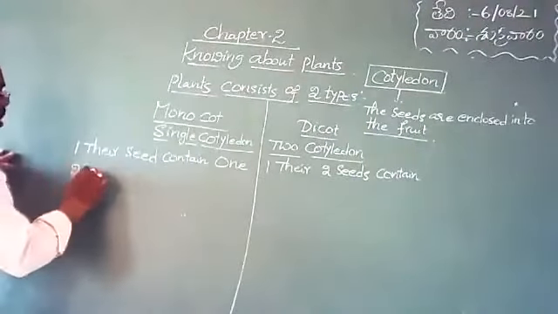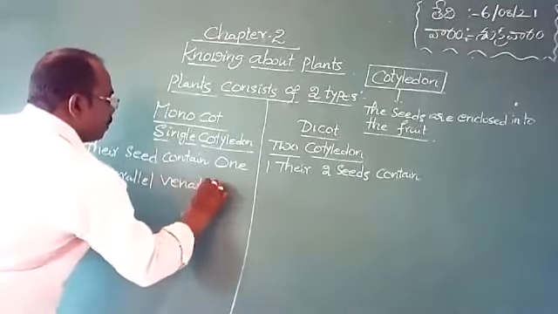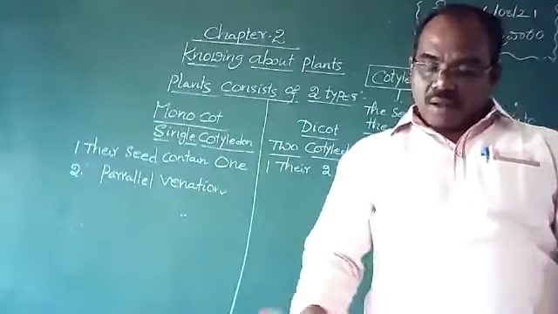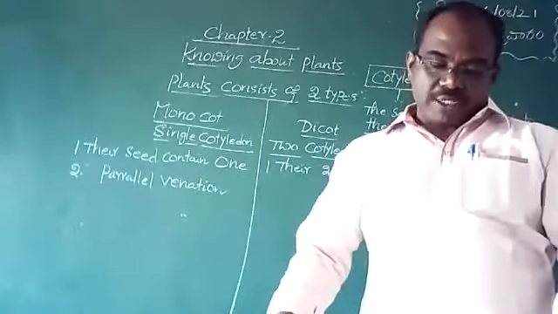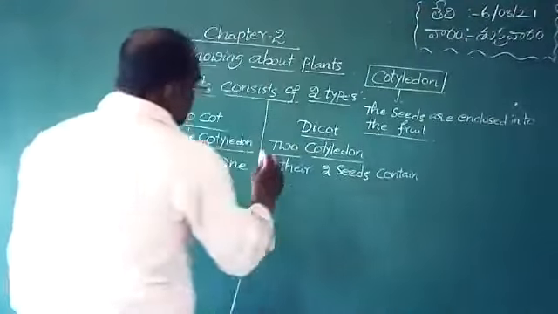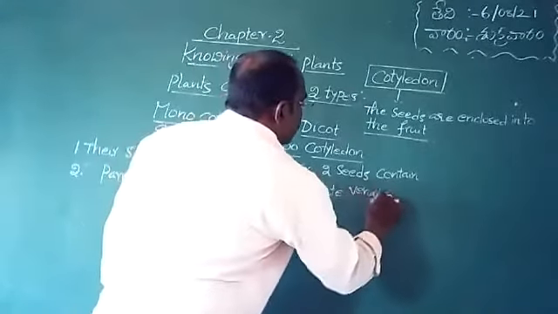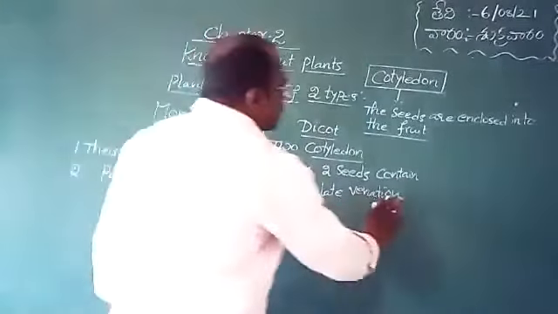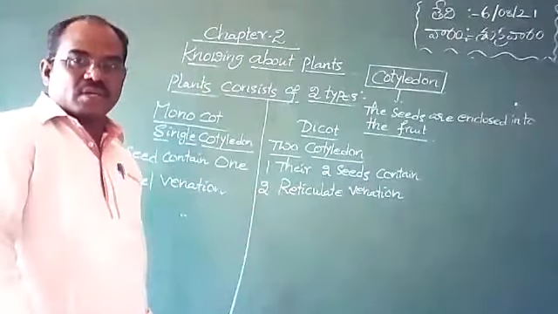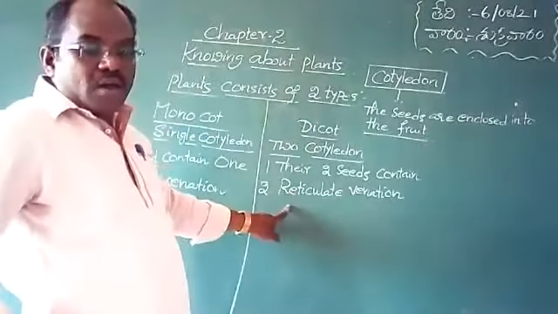In monopart plants are parallel venation. Dipart plants are reticulate venation. Venation, discussing later, my dear students. What is meant by venation? Discussing later. Okay? Monopart plants are parallel venation. Dipart plants are reticulate venation.